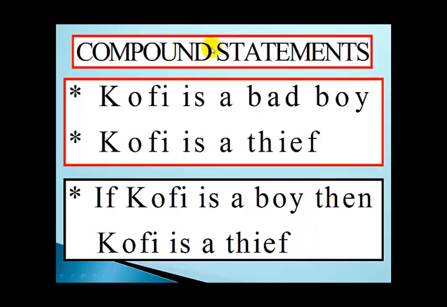Now let's look at the compound statement. Kofi is a bad boy. It's a simple statement. Kofi is a thief. It's also a simple statement. However, if Kofi is a boy, then Kofi is a thief. This becomes a compound statement. That is, when we put simple statements together, we have what we call the compound statement. So if Kofi is a boy, then Kofi is a thief. This now becomes a compound statement.